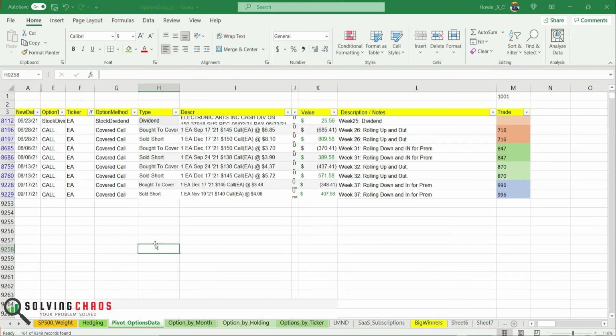So let's punch up EA. You see I did a move this week and I rolled it down and in for premium. What that means is I had a December 17 contract for 145. EA actually was at 140 something and it dropped all the way down to about 130 bucks. So what I did was I rolled it down. I lowered it closer to the 133, I think it was, and I shortened it up. So the reason for shortening it up is then you can play it again.